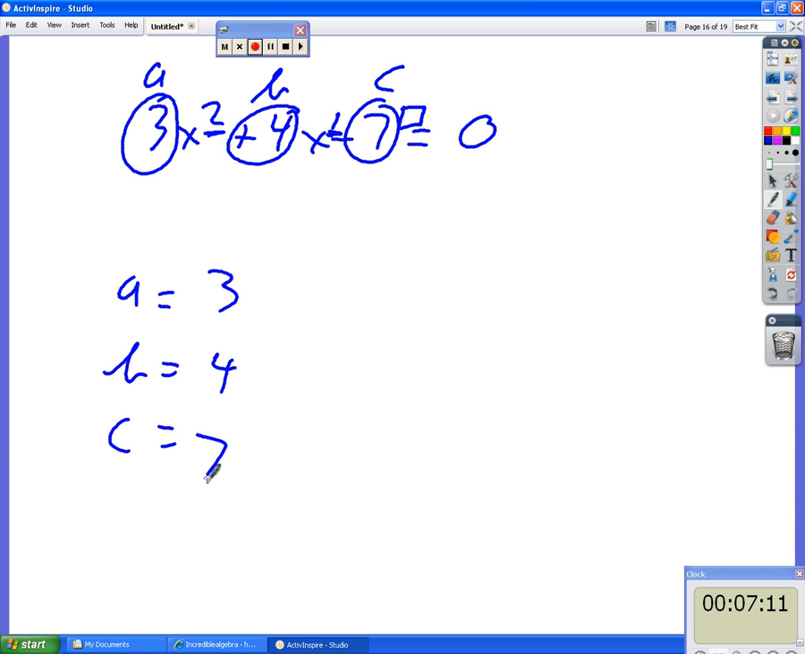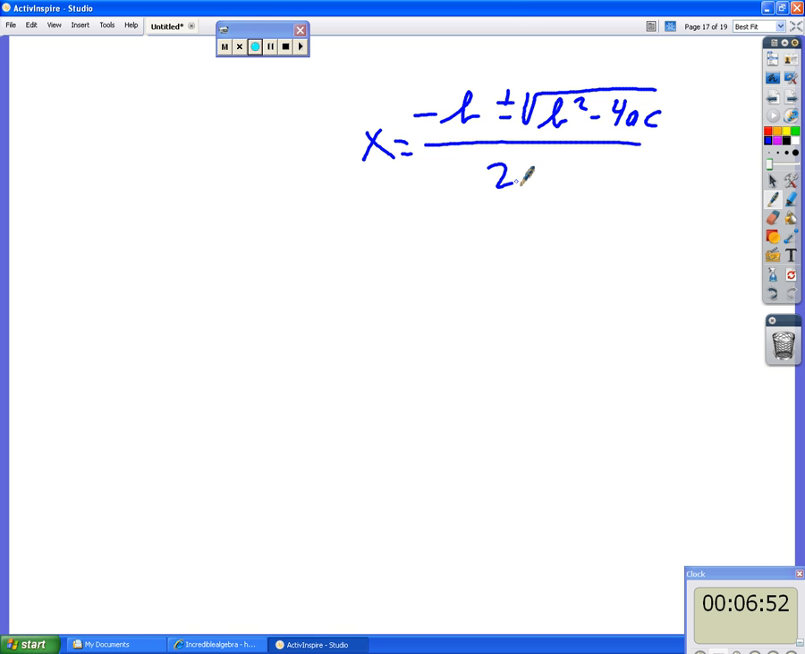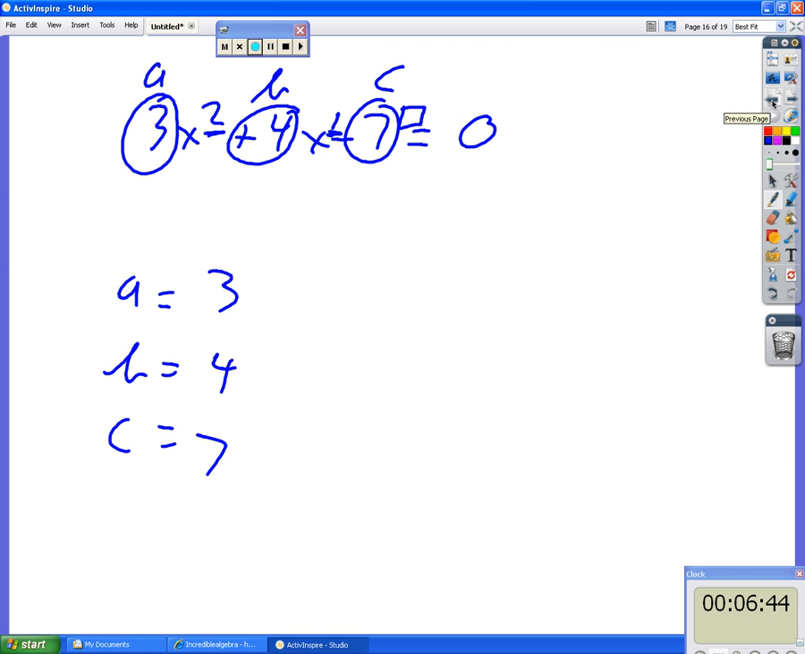Now, another page here. What does the quadratic formula say? Here's the quadratic formula. It says that x is equal to negative b plus and minus the square root of b squared minus 4ac, all over 2a. That's the quadratic formula. Let's go back to this one. Do I have a, b, and c? Yes. So I use the quadratic formula. And by the way, if it says completing the square, we're going to use the quadratic formula, not completing the square.